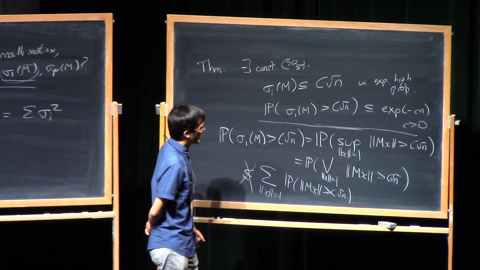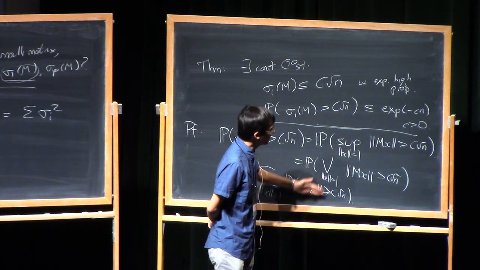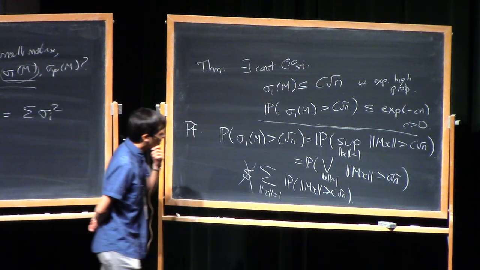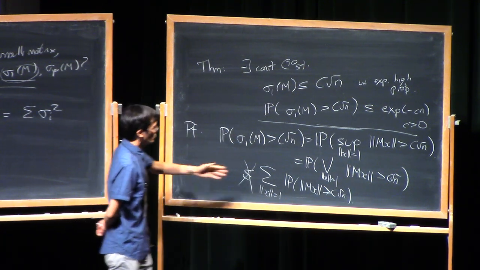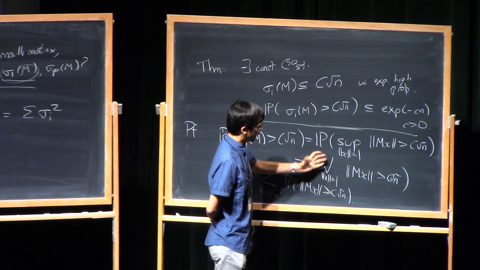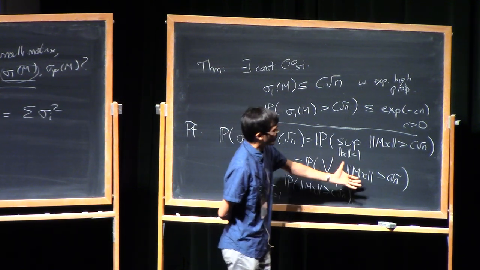So you don't actually do this. So the union bound directly doesn't work. But this is way too wasteful, because there's an uncountable number of points in the sphere, so there's an uncountable number of events here.